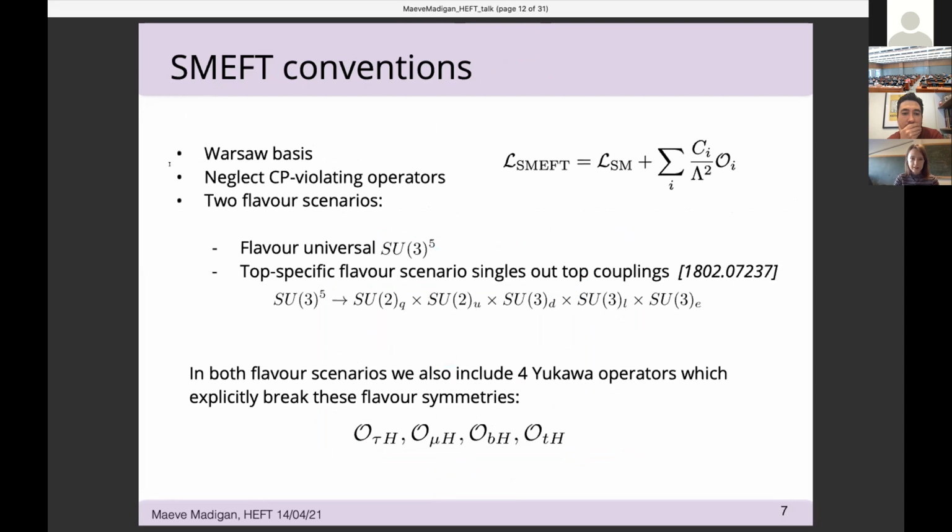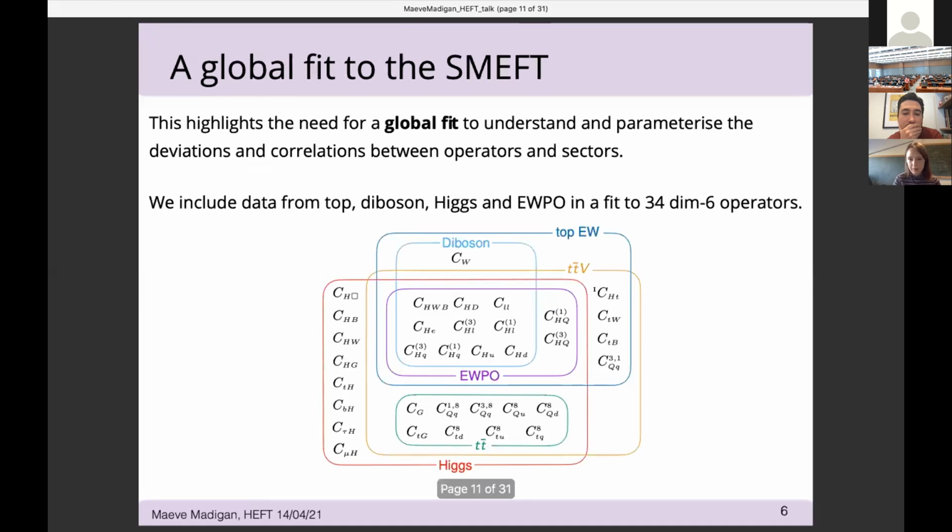Firstly, we neglect any CP violating operators, and we impose two flavor scenarios. Either we work in the flavor universal scenario, so SU(3) to the fifth, or we relax this slightly, singling out the top couplings. So we relax this SU(3) to the fifth to an SU(2) squared times SU(3) cubed. This removes the top doublet and top singlet, so they're no longer forced to respect these symmetries. And so this will allow operators such as the OtW, OtB operators, and some of these four-fermion operators that would be nicely constrained by top data.